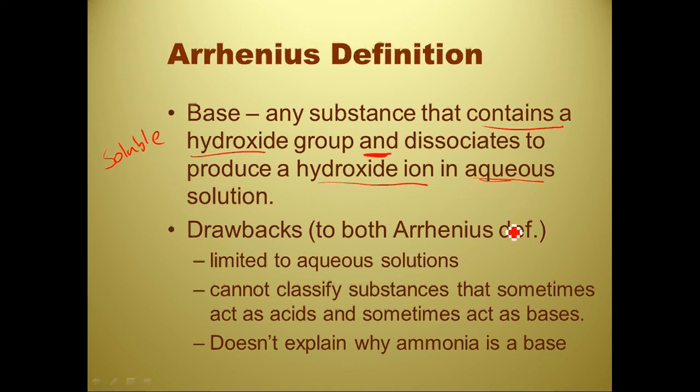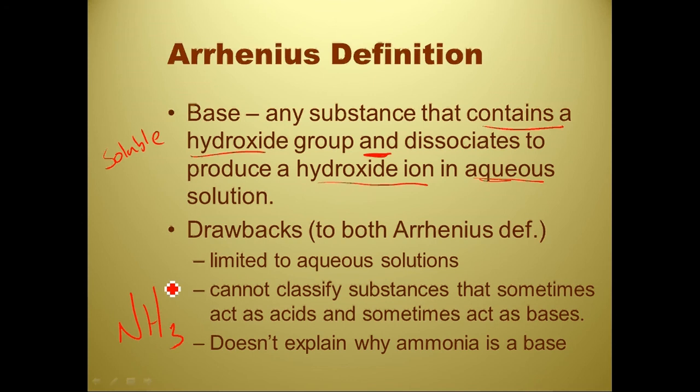Okay. The other thing is he can't classify substances that sometimes act as acids and sometimes act as bases. Yes, there are substances that go both ways, that can be acidic or basic depending on the situation. And he also doesn't explain why ammonia is a base. Ammonia's chemical formula, if you remember right, is NH3. It has to contain a hydroxide group according to Arrhenius' definition. I don't see a hydroxide group there at all. I see nitrogen and hydrogens. There's no hydroxide, no OH.